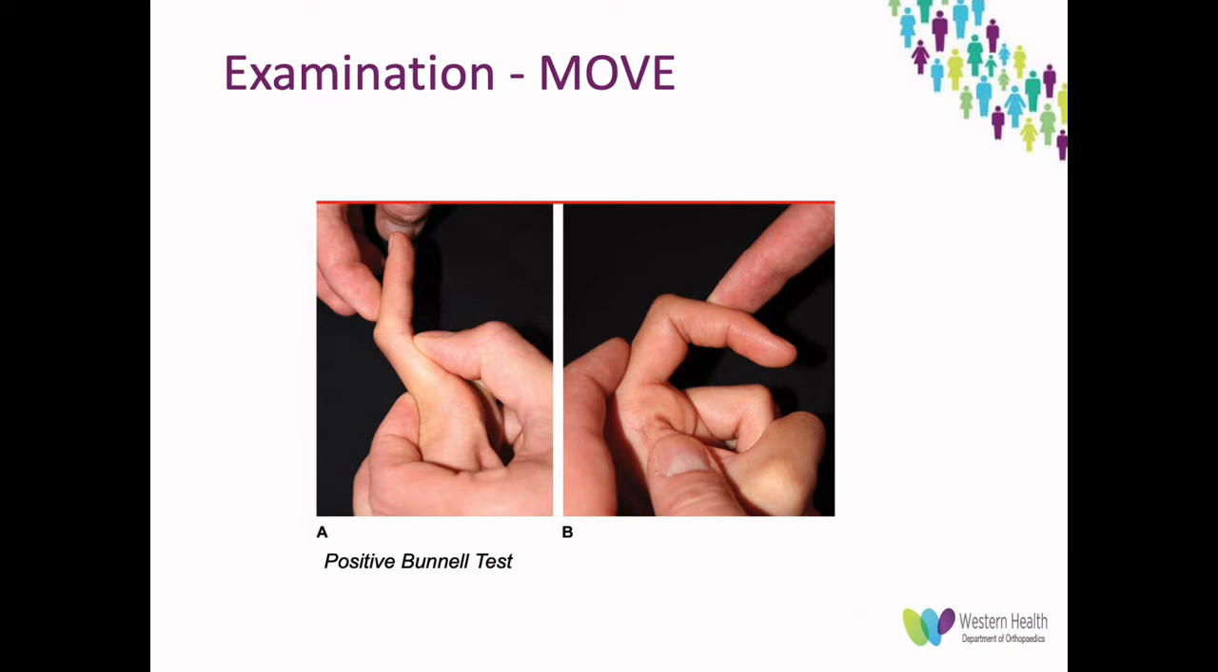Check for active and passive range of motion of each joint, evaluating fixed and flexible deformities and tendon ruptures, looking for centralised extensor tendons at the MCP joint through ROM. And a number of special tests can also be utilised.